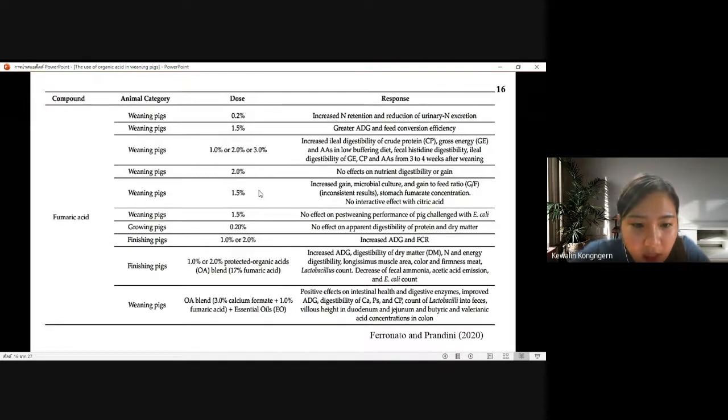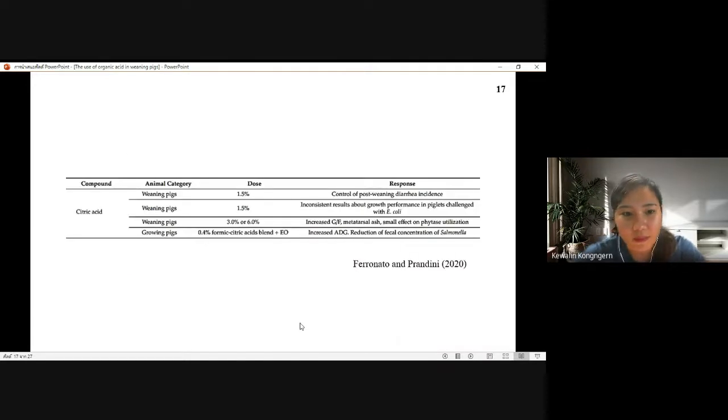And we use an organic acid blend with the essential oil. It has a positive effect on intestinal health and digestive enzymes, and improves ADG and digestibility.